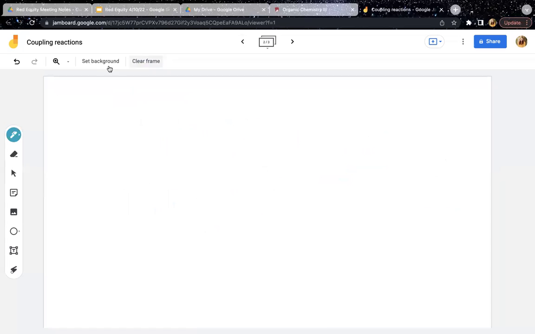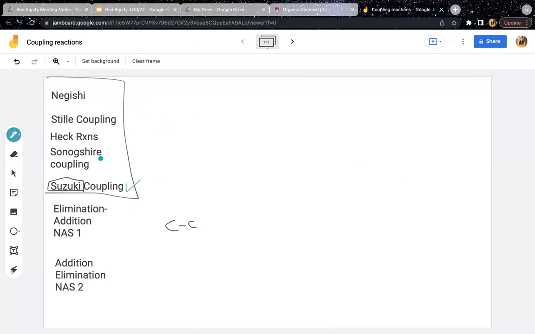We'll go back here and clear this. Then we'll talk about Heck reactions, Stille coupling, and then Negishi, and then we'll quickly talk about elimination addition and then addition elimination. So those are just the last things that we have to do.